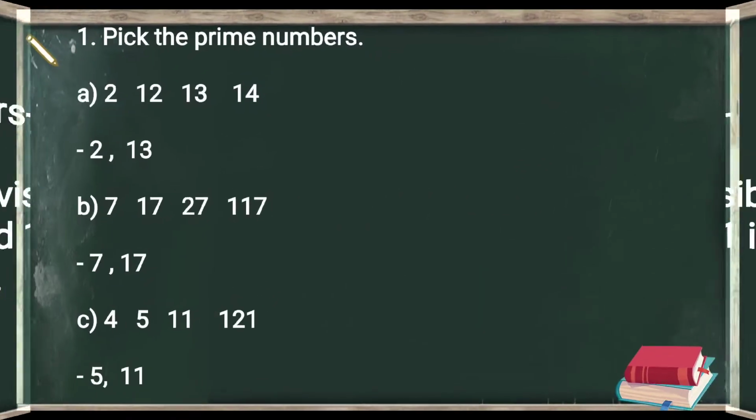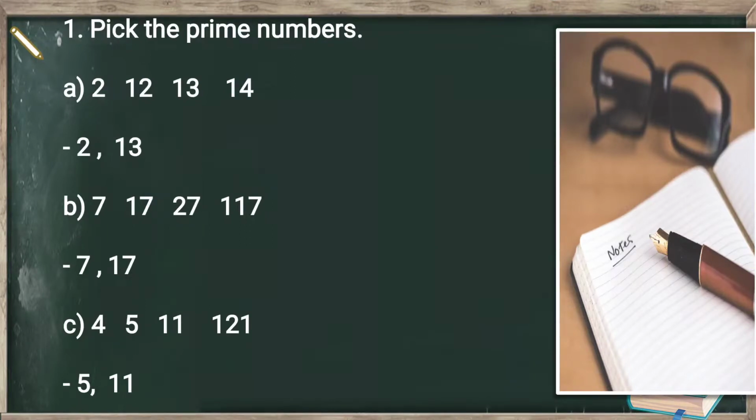So, now let's start the exercise. We have exercise 8D, question number 1. Pick the prime numbers. Different numbers are given here and we have to find out the prime numbers, and we know the prime numbers are the numbers which are divisible by itself and 1. So, we have to find those numbers which are divisible by itself only and 1.